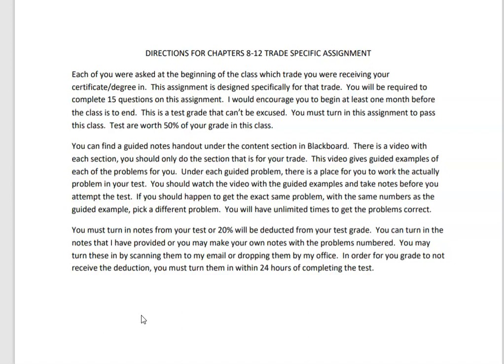You must turn in notes from your test, or 20% will be deducted from your test grade. You can turn in the notes that I have provided, or you may make your own notes with the problems numbered. You may turn these in by scanning them to my email or dropping them by my office. In order for your grade to not receive the deduction, you must turn them in within 24 hours of completing the test.